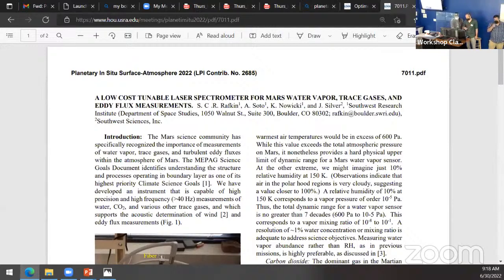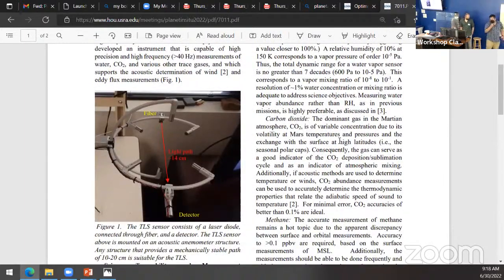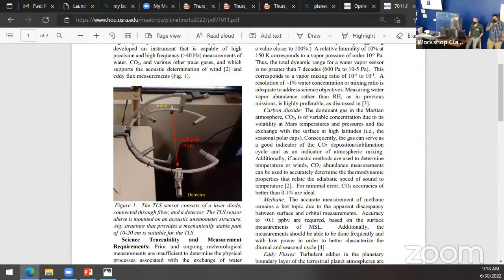Hi, so this is Alejandro Soto. I'm speaking today for Scott Rafkin, who couldn't attend this meeting. So this is a tunable laser spectrometer. Don Banfield mentioned earlier that you don't really want to measure relative humidity. You want to measure water vapor concentrations directly. So this is an instrument that Scott has led the design and development of, to do that precisely.